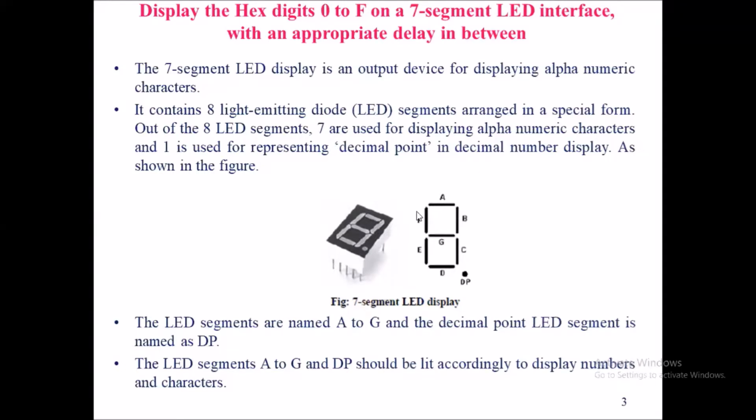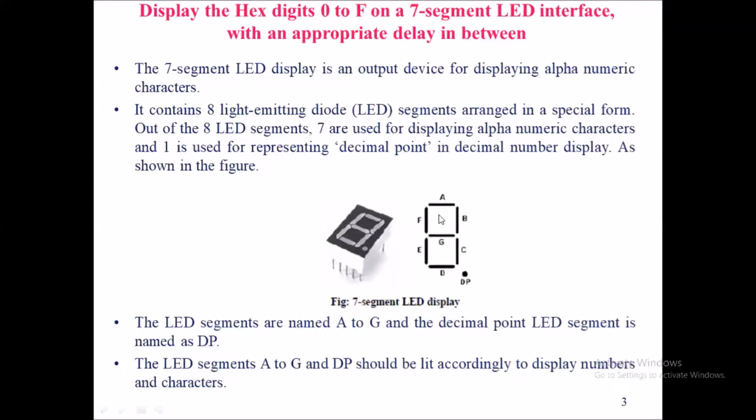So this is how the 7-segment display looks. Here you can see there are 7 segments. The hex digits from 0 to F will be displayed in these 7 segments, and we have a DP segment here. Basically this DP segment is used to display decimal point numbers. If there are any decimal point numbers, then this DP segment will be activated.